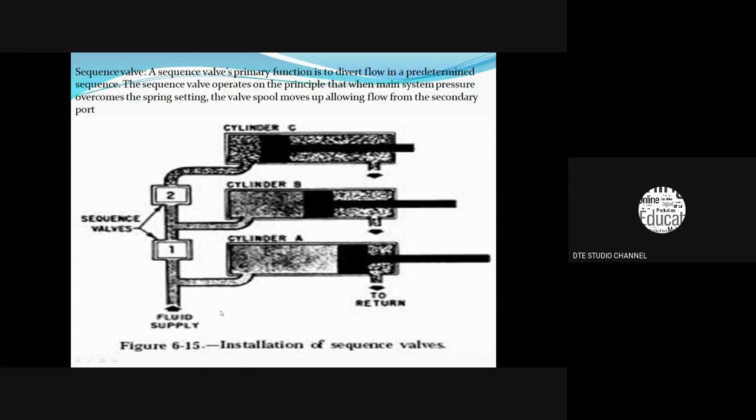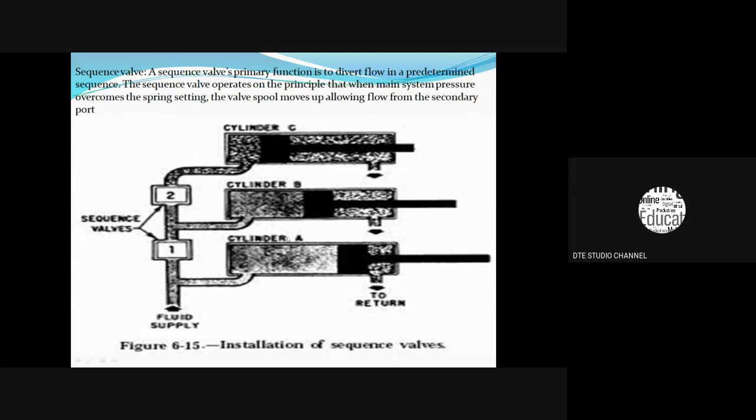actuators is done. Suppose this is a fluid supply line. There are two sequence valves, 1 and 2, and cylinders A, B, and C. From the fluid supply line, at the beginning, fluid enters the end of cylinder A, and pressure acts on the piston, and the piston moves from left to right.